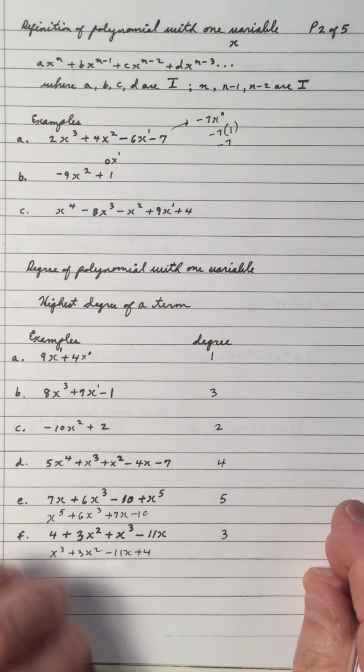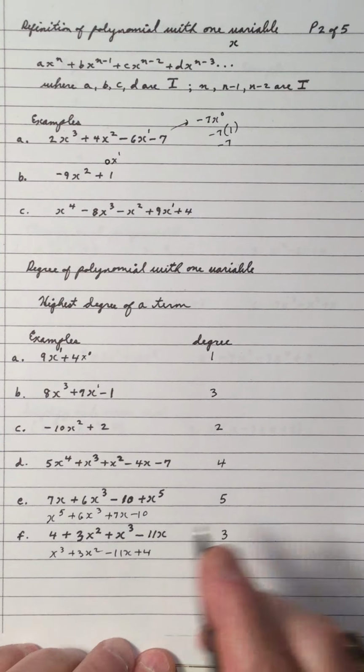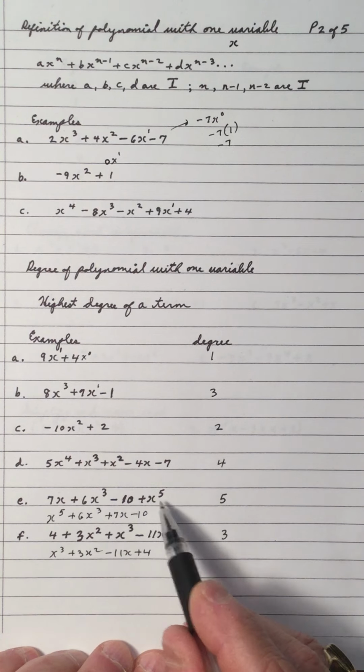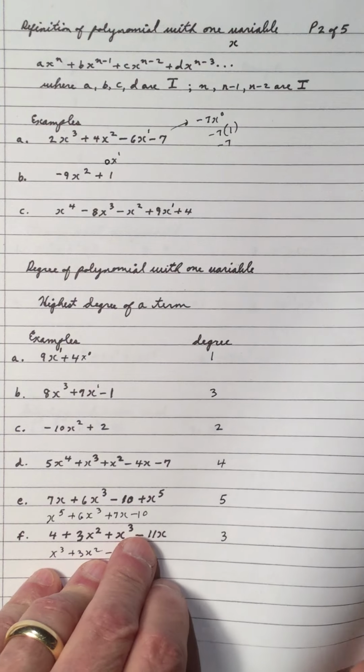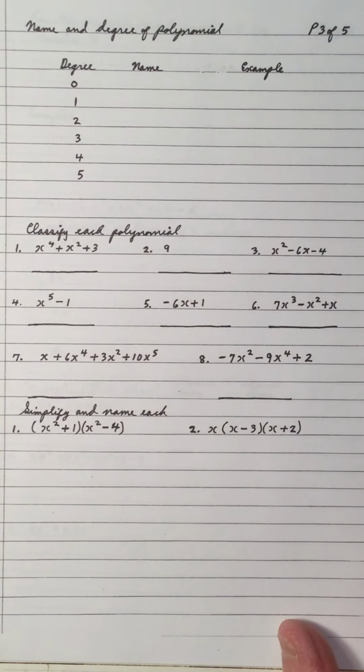Again, they have to be in descending order, or you look around and say, what's the highest exponent? 5, so the degree is 5. What's the highest exponent? 3, so the degree is 3. Okay, let's continue.